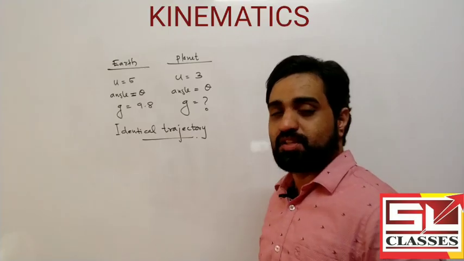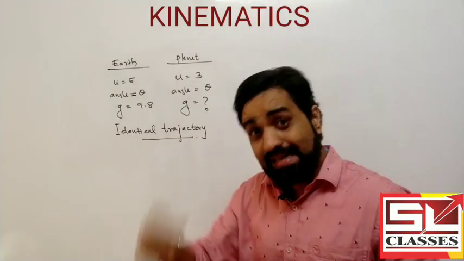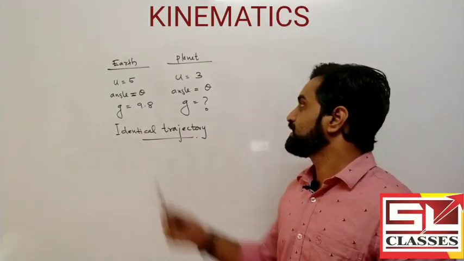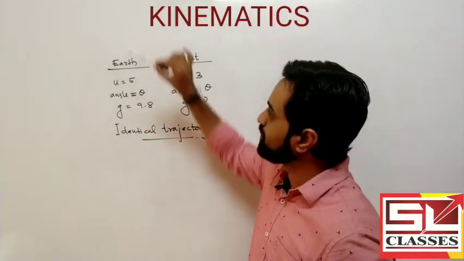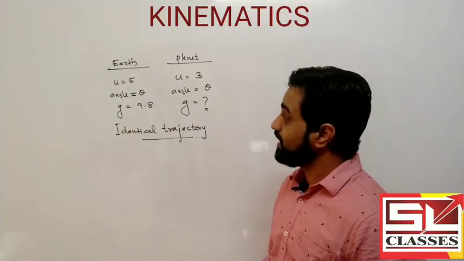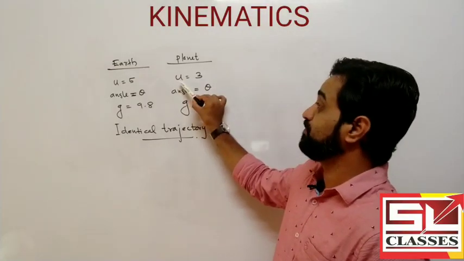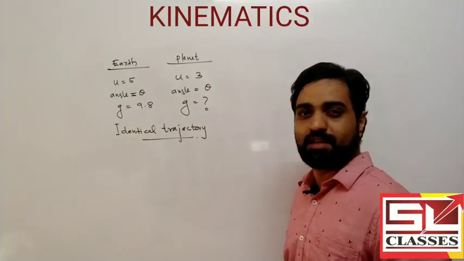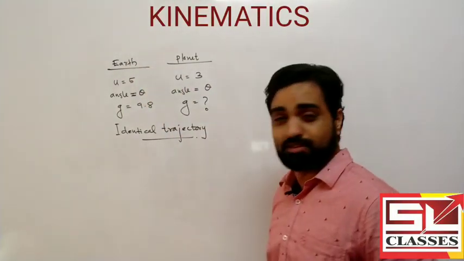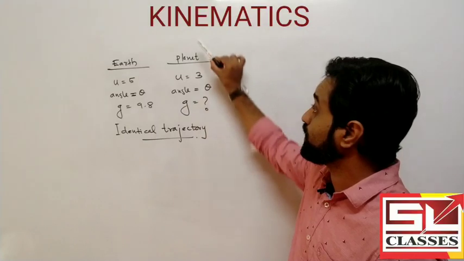Okay, how can we solve this question? Two projectiles are given. One is projected from Earth and the other is projected from another planet, and some data are given. In the first projectile, that is projected from Earth, its initial velocity is 5 meters per second. The angle is given theta, and we know for Earth g equal to 9.8. And for the other planet, the velocity of projection is 3 meters per second, and the angle is the same. That is the angle which you used to project on the Earth. Here again the angle is the same value theta. We have to find the value of g on that planet.